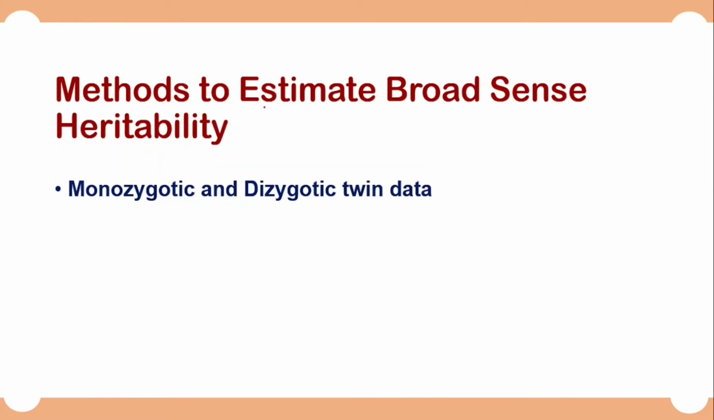So what are the methods to estimate broad sense heritability? Actually, there is only one method to estimate broad sense heritability, that is monozygotic and dizygotic twin data. So broad sense heritability can only be estimated through the monozygotic and dizygotic twin data. I will explain this method in detail at the end of this video.